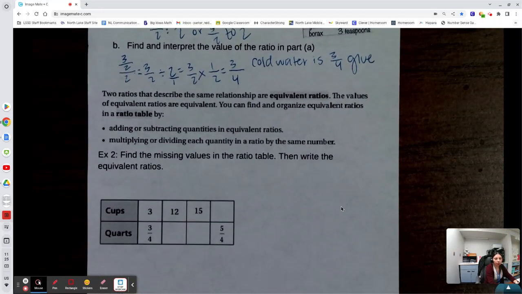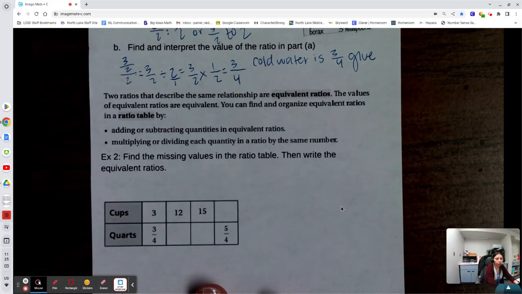All right, moving into our second thing. Two ratios that describe the same relationship are equivalent ratios. So for example, saying 1 cat for every 2 dogs or 2 cats for every 4 dogs, right? Both relationships represent there being 1 cat and 2 dogs. They're just different amounts. The first one is only 1 cat and only 2 dogs, and the second one we doubled each one, 2 cats to 4 dogs.